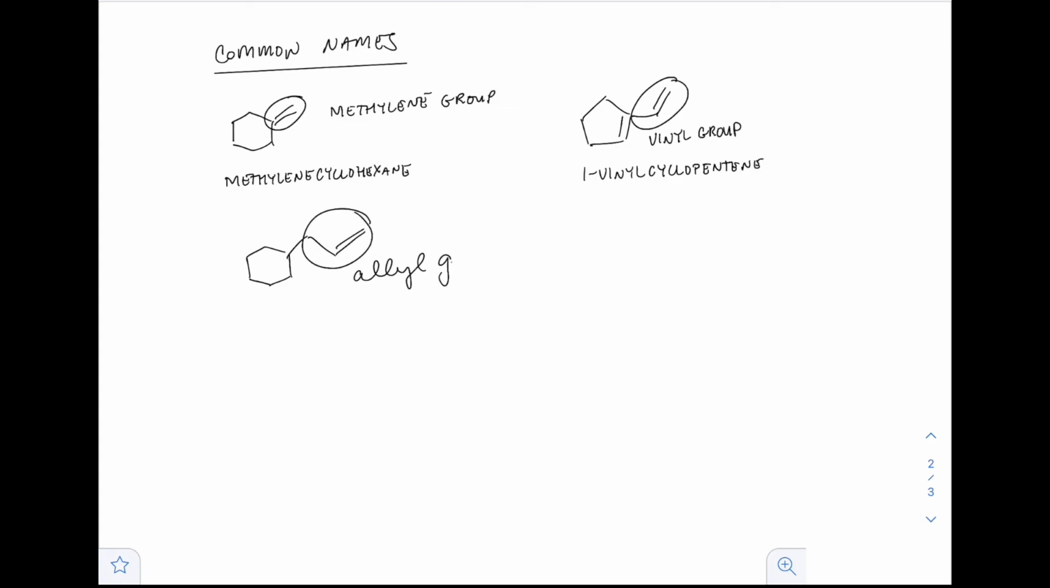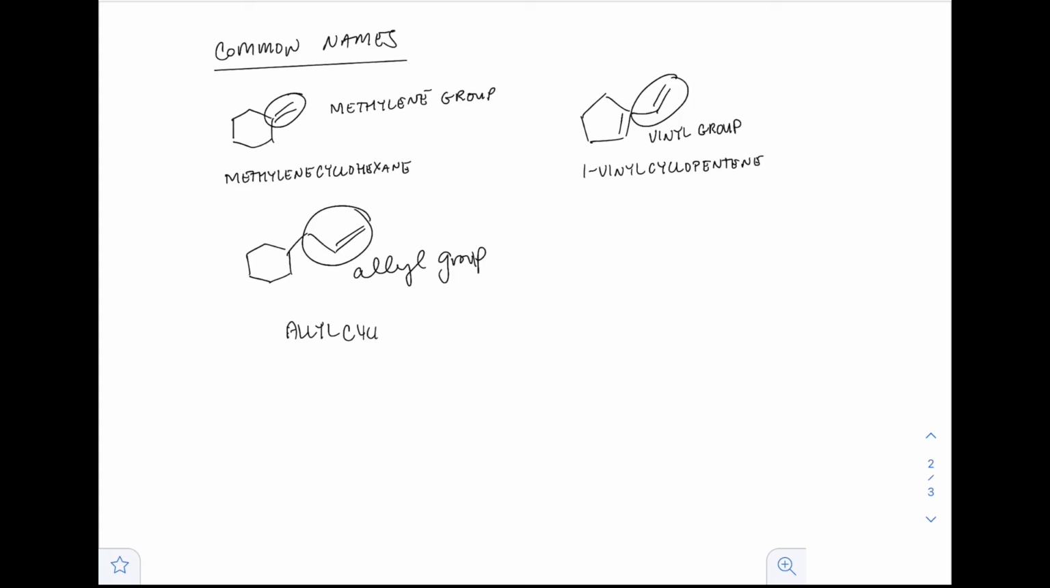Now this guy is a little bit different than the vinyl group, and this is an allyl group. Okay, so remember we saw these differences in the substitution and elimination because that sp3 carbon in between is actually really important, and it allowed for resonance.